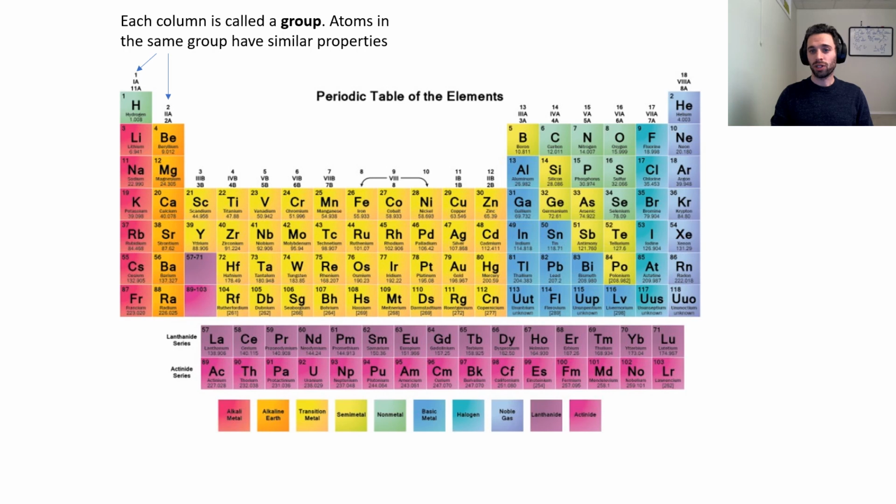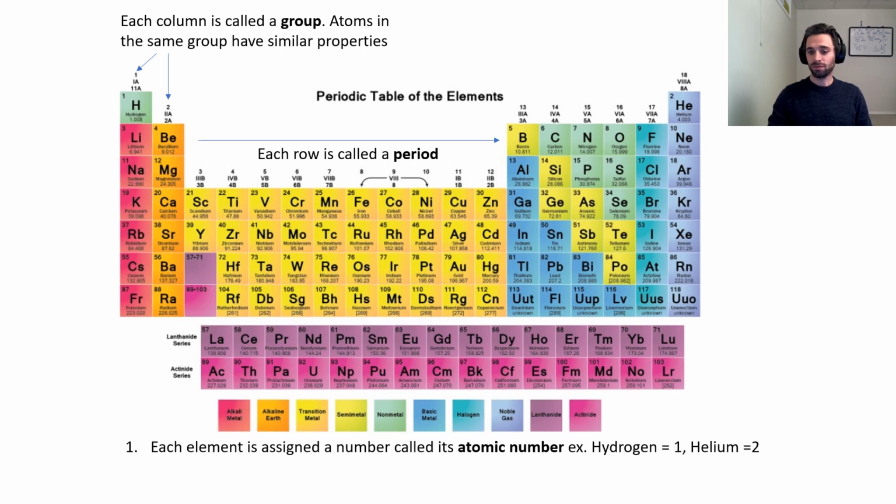Each column going vertical is called a group. Atoms or elements in the same group have similar properties. Each row, horizontal, is called a period. Each element is assigned a number called its atomic number. This is the number in the upper left-hand side of the element box.